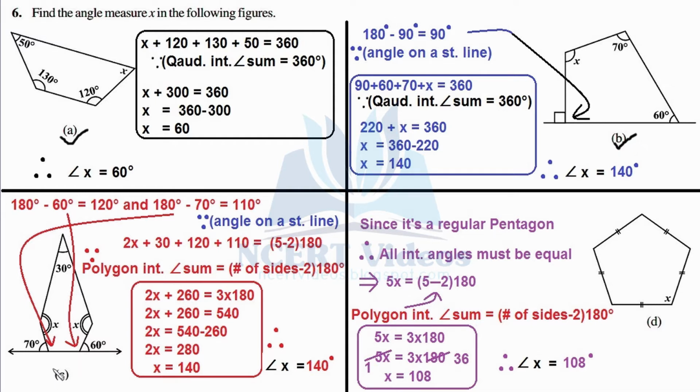Moving on to C part. Step number 1, we'll visualize the figure. By visualizing we mean we'll count the number of sides. 1, 2, 3, 4, 5. This time we are dealing with a pentagon.